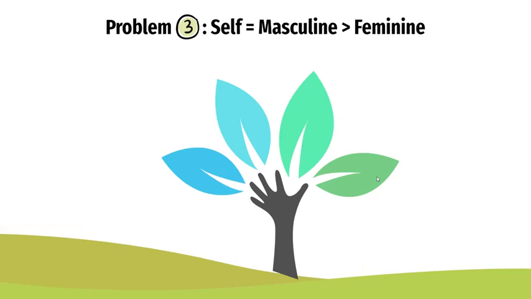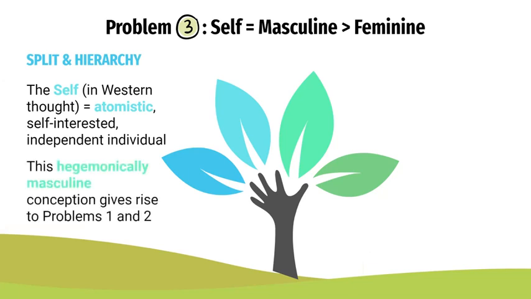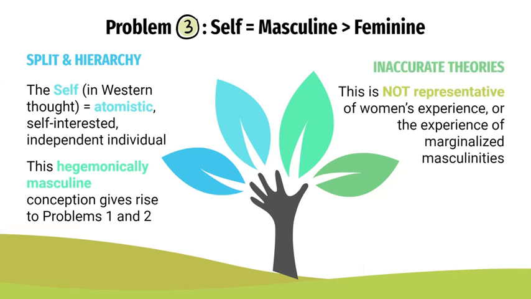The third problem: the self is equated with the masculine, which is considered greater than supposedly feminine characteristics. Again, the self in Western thought is thought of as atomistic, self-interested, independent, individualistic. And we get this in Descartes, in Aristotle, in Kant. Lots of names would get thrown in here. This hegemonically masculine conception gives rise to the previously mentioned problems and leads to inaccurate theories. This is not representative specifically of women's experiences or the experience of marginalized masculinities, including and especially people of color.